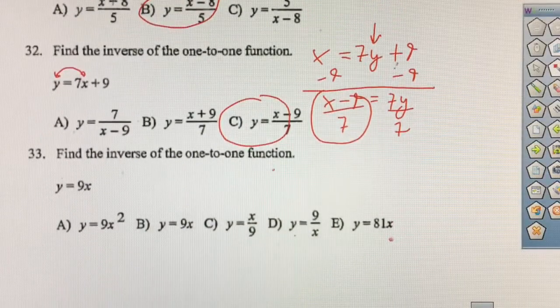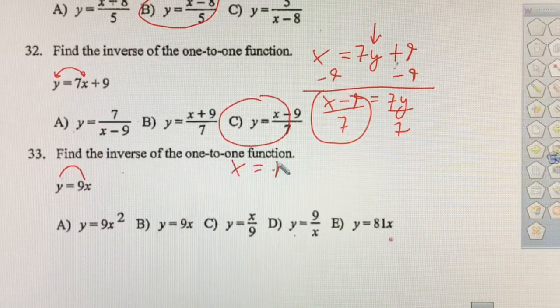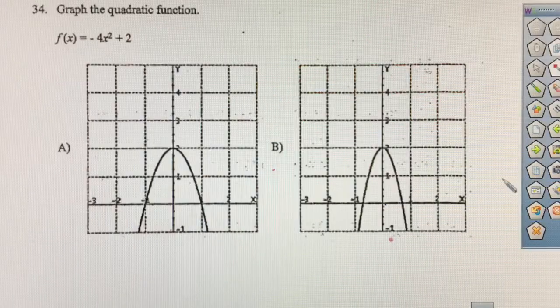These are pretty nice. This one seems a little brief. Again, I'm going to flip-flop the x and y. That's going to give me x equals 9y. And divide both sides by 9. And that's just going to eliminate the 9's as before. That gives me y equals x over 9. So choice C.